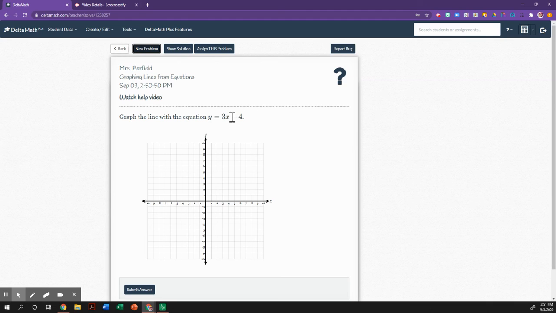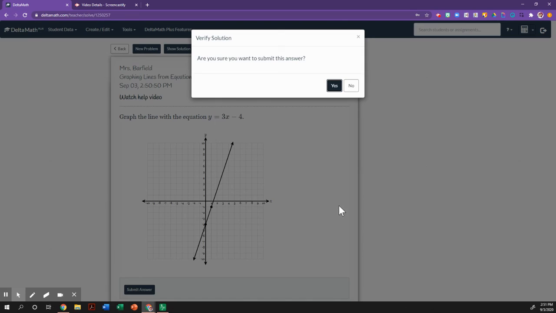So if I have y equals 3/4 x, that means I'm going to go down 4. Now my slope as a whole number 3 is 3 over 1. So I'm going to go up 3, rise 3, and go to the right 1. Now, if it had been -3, I would have gone to the left 1. So if I have a negative number, I submit my answer.